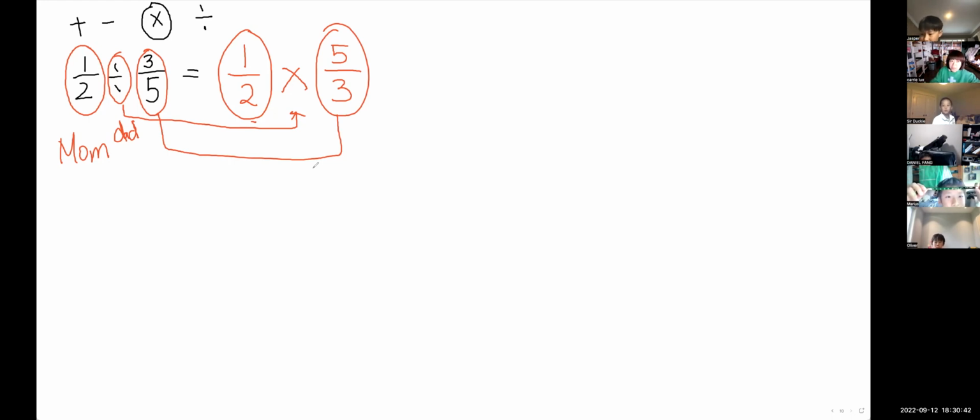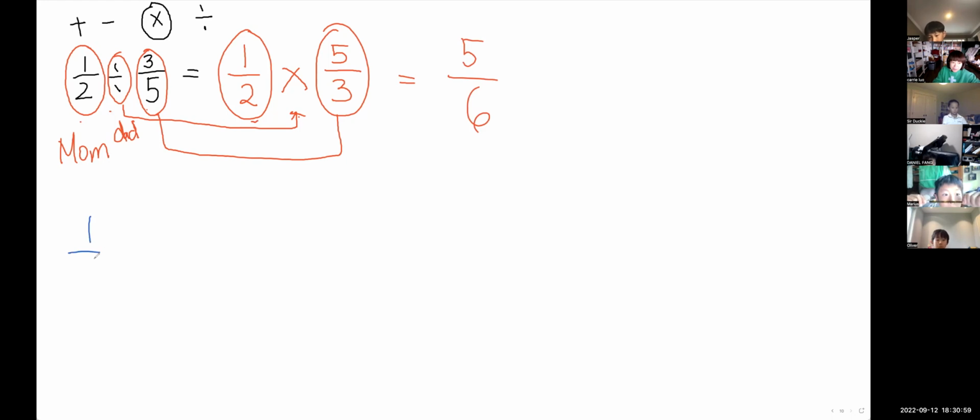Okay, everybody look at my pencil. Mommy, don't change. Daddy, change, and you flip. So the answer is 5 over 6. Get it? Is it easy? So mommy, don't change. Daddy, change, and you flip.